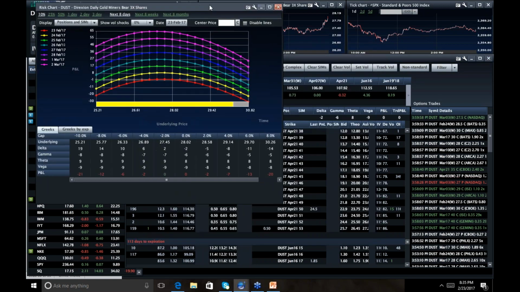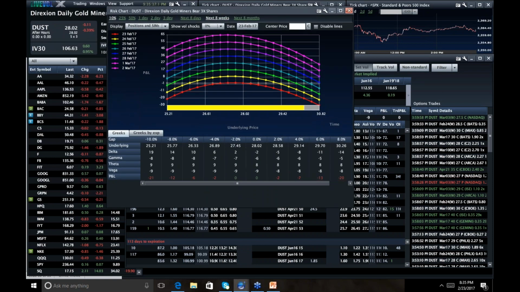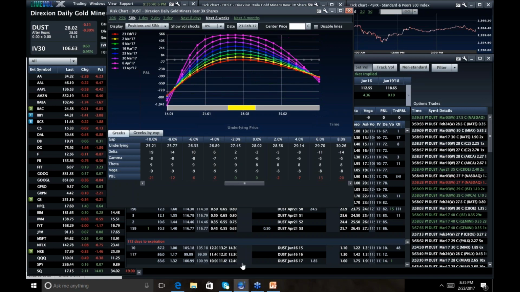So a name like Dust. Now, obviously, this is a little wide. But as an iron condor, man, this is nice.